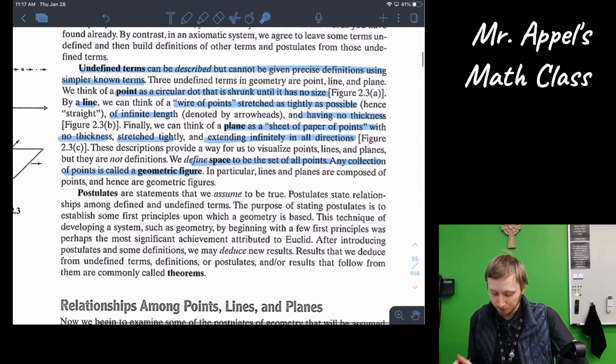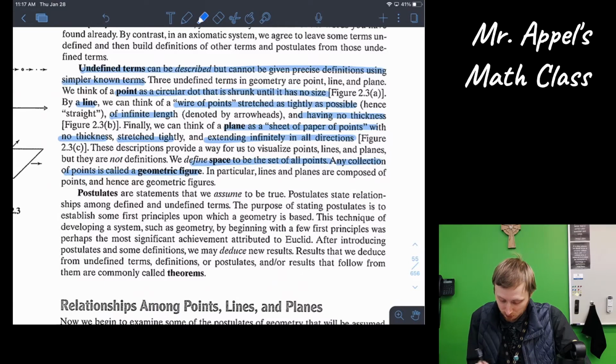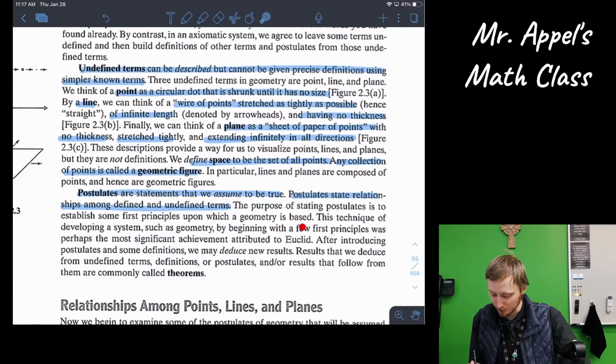Okay. Now, postulates are statements that we assume to be true. They're kind of like the undefined terms, a little bit different. Postulates state relationships among defined and undefined terms. Include that in your definition of postulates. Okay? The purpose of stating postulates is to establish some first principles upon which a geometry is based.